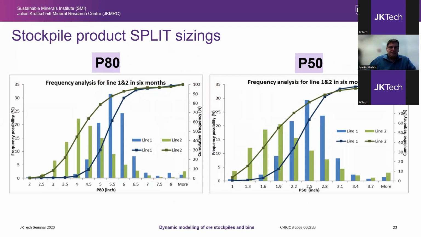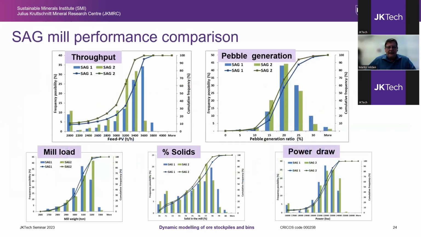If we plot this data in a frequency plot, it more clearly shows this difference between the product sizes from the 2 lines. Line 1 in the blue bars is significantly coarser. And this size bias also has a noticeable effect on the plant performance. So SAG1 has a higher throughput and has a slightly lower power draw, probably due to requiring a lower ball load.